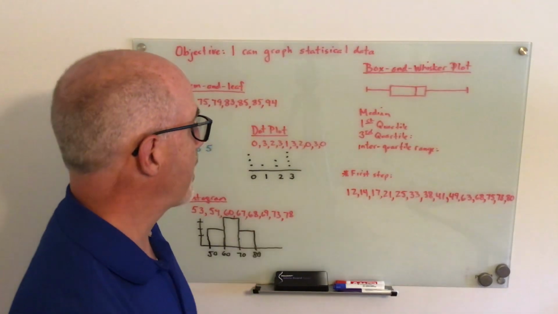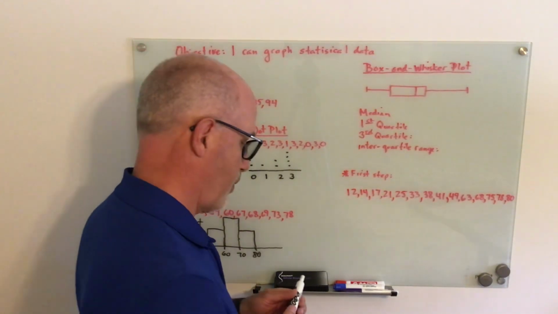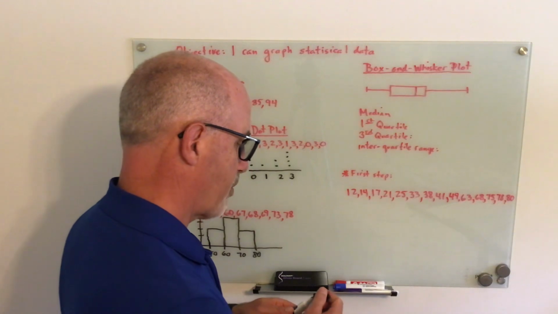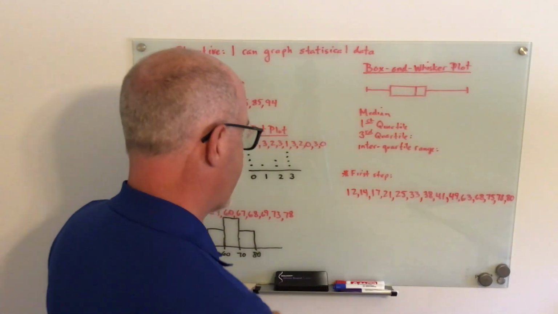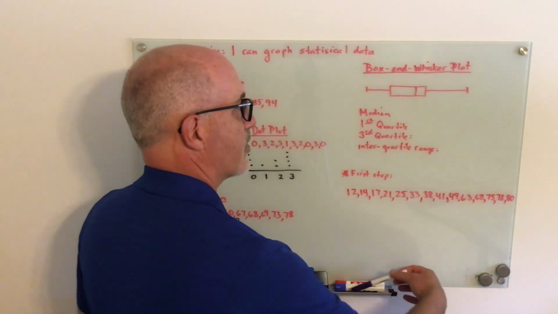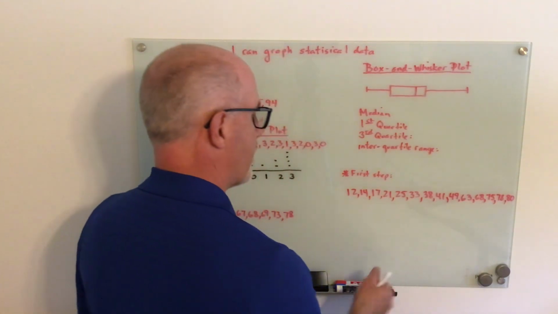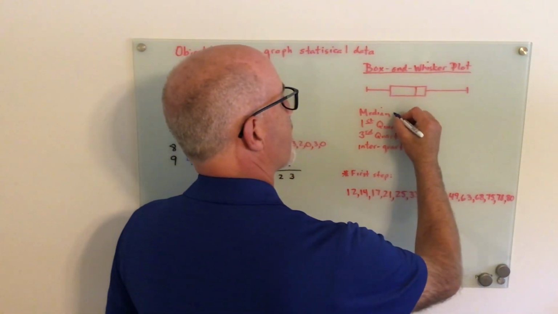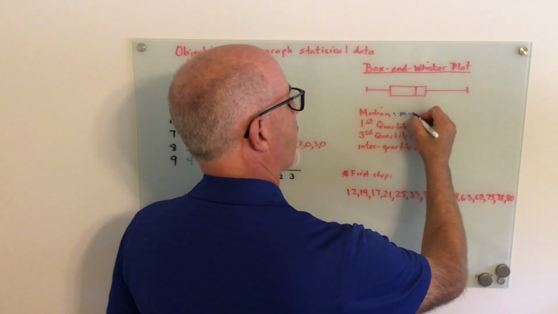All right, let's talk about our last one, which is the box and whisker plot. Box and whisker plot, we're going to define some terms here first. The first term I want to define is the median. Median is the middle number.